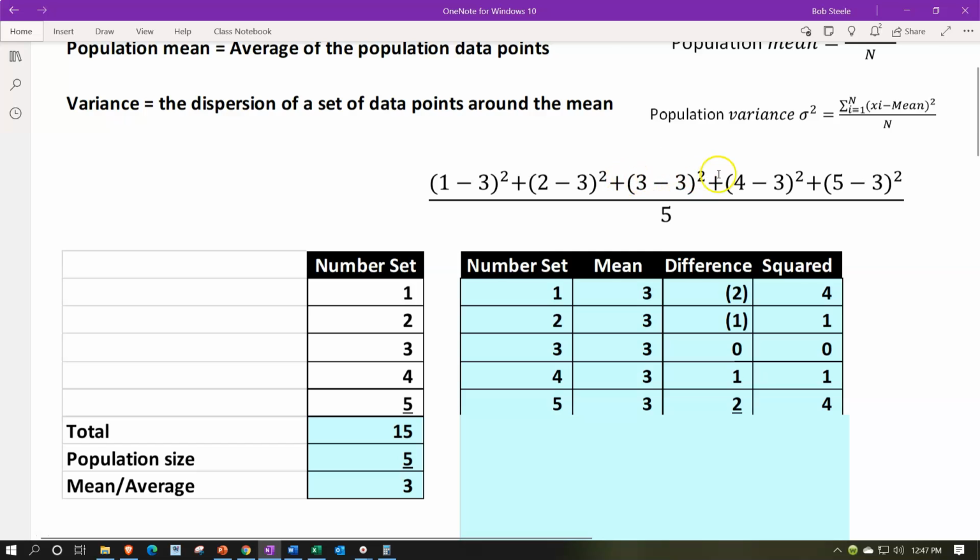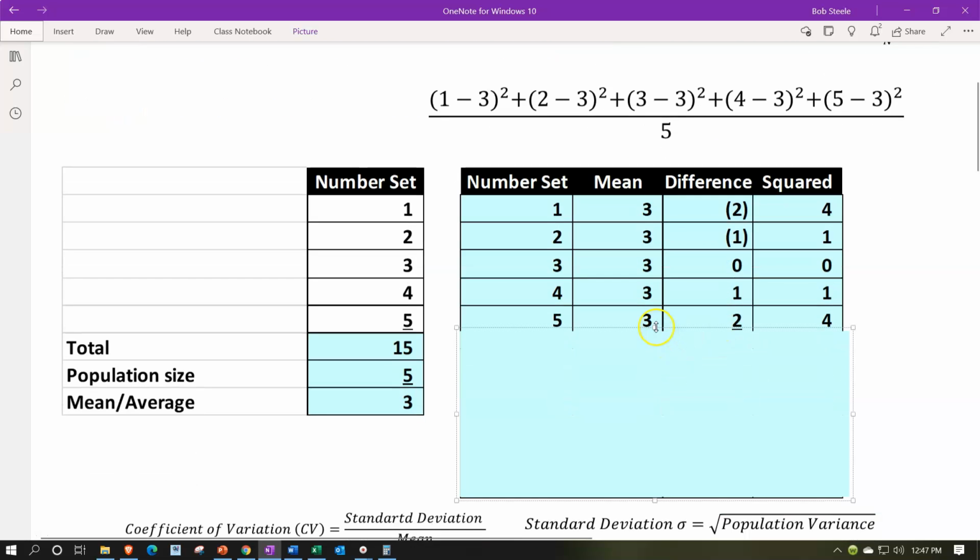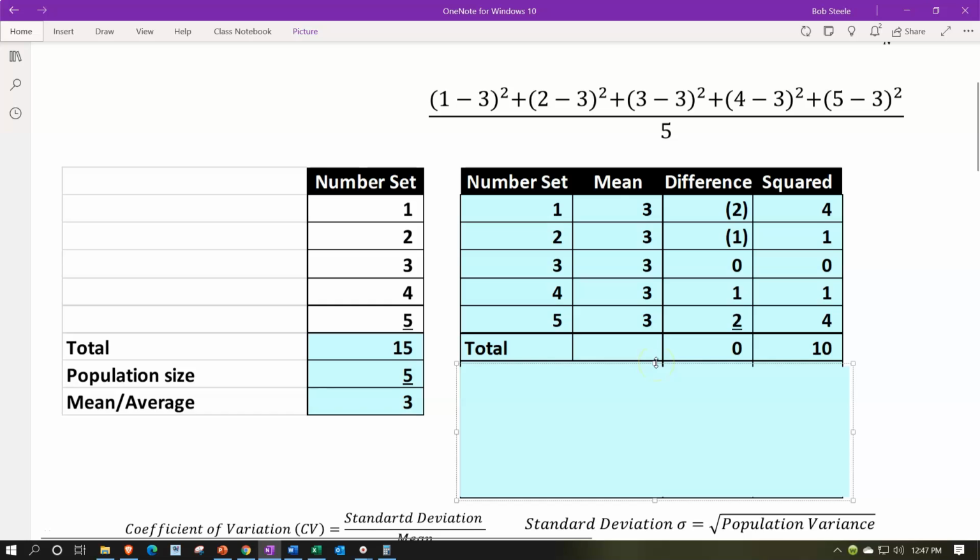So that's basically our numerator up top. Once we have that, then we could sum them up, and that's our numerator. Adding this up, the 4 plus the 1 plus the 1 plus the 4, there's the 10. Then we divide by n, which is 5, the population, 1, 2, 3, 4, 5 of them in the data set.